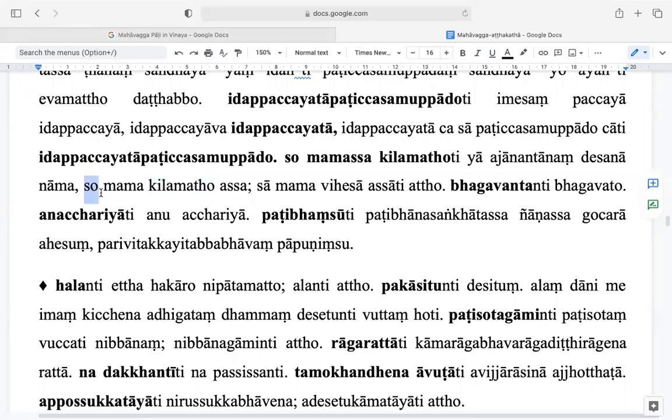Oh, that's right. If we use desana also, there will be sa desana, but when only a pronoun is used, that pronoun takes the gender of its predicated word. Oh, yeah. So I have it without desana. So why is desana put in feminine gender here, Sayadaw?